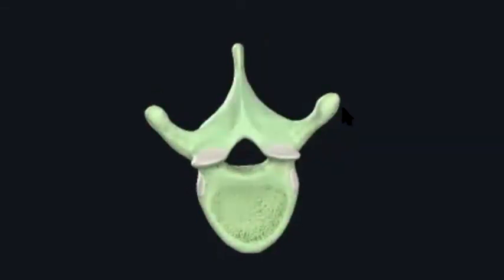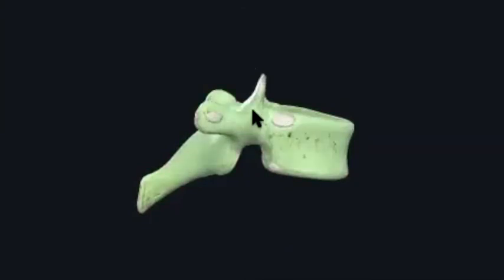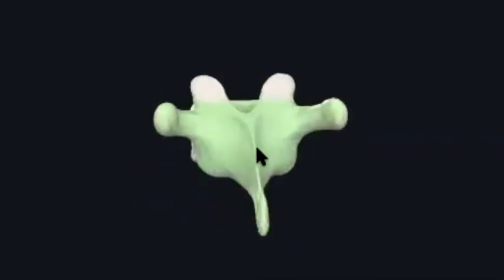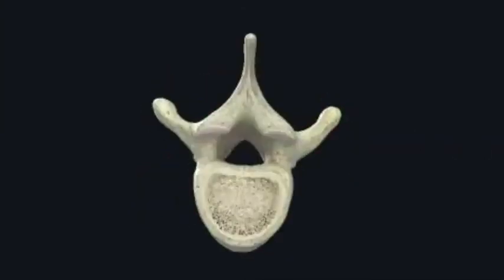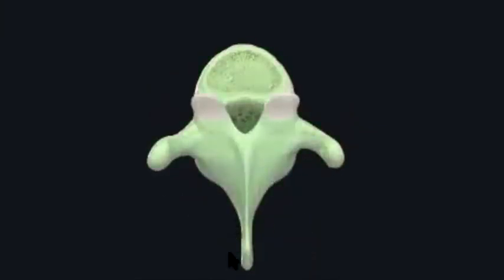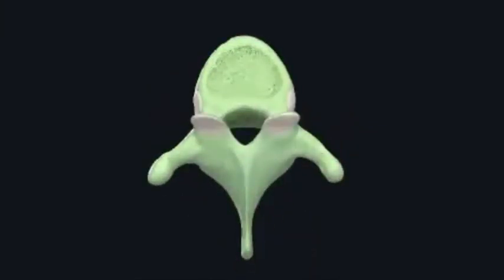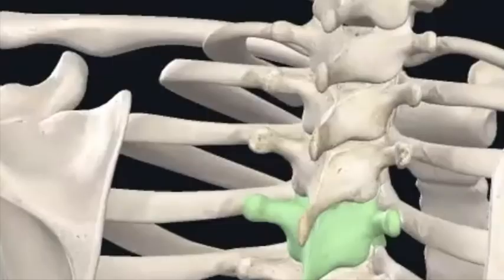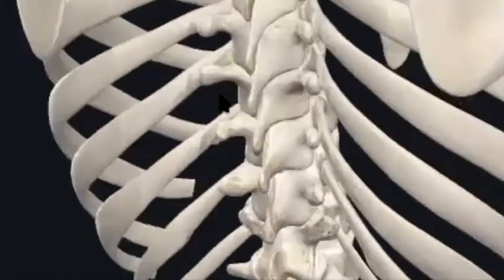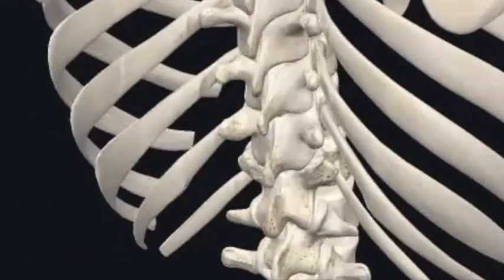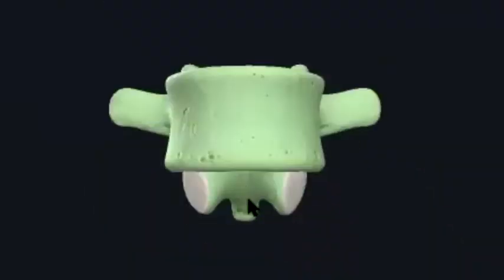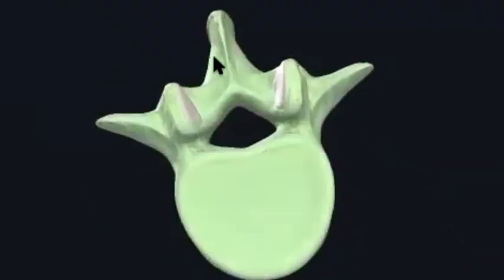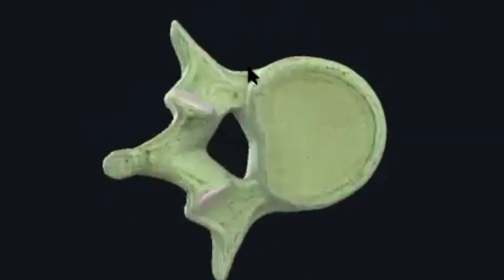So this is looking down on it. This is looking from the side. This is looking from the front. This is looking from the bottom. And so all your vertebrae are going to have something like that, right? Your spinous process, your transverse processes, right? They're all going to have those features.